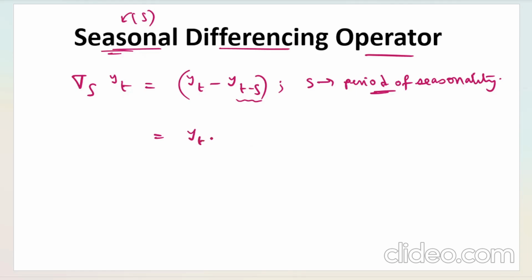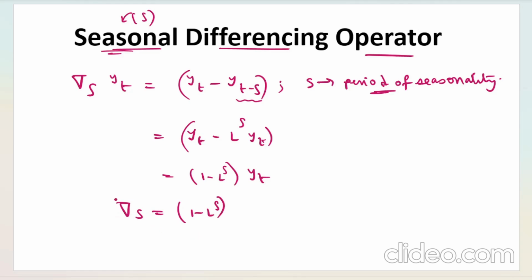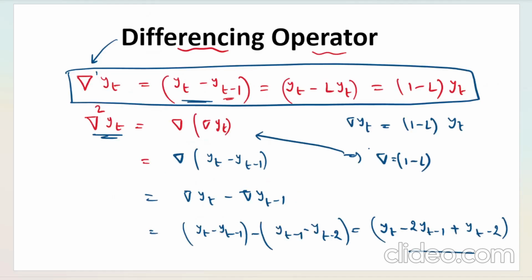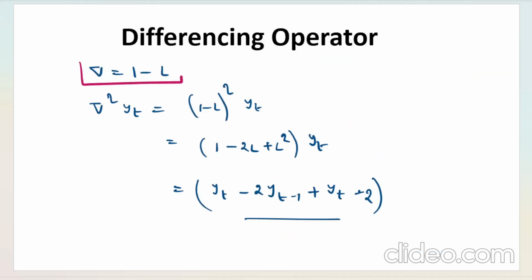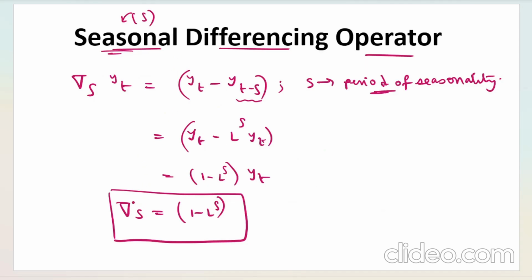So this can be written as yt minus, using the lag operator, 1 minus L to the power s into yt. So delta s is nothing but 1 minus L to the power s, right? In the previous case, what we got is that delta is simply 1 minus L in case of difference operator or differencing operator. But in case of seasonal difference operator, you will have something like this.